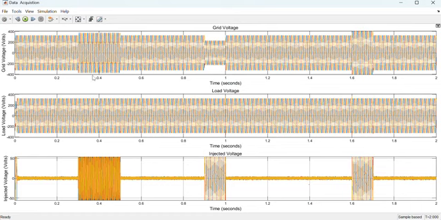To check the grid voltage, load voltage, and injected voltage, click on here. So as we can observe here, from 0.3 to 0.5 we can observe harmonics, 0.9 to 1 voltage sag, and 1.6 to 1.7 voltage swell, and these are compensated in the load voltage, and injected voltage is observed only during the disturbances.